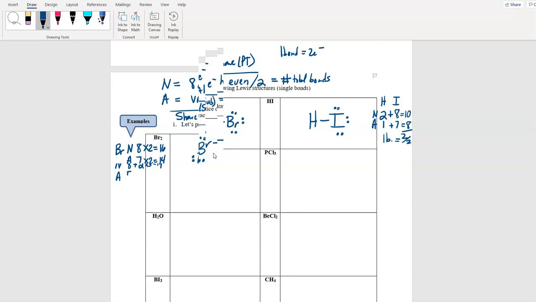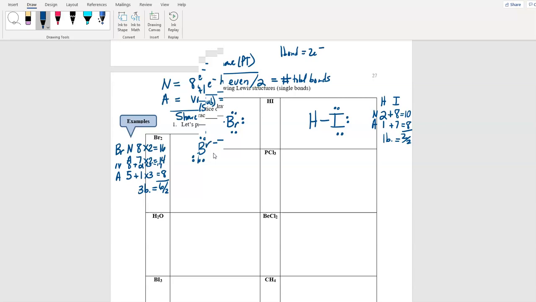Nitrogen has 5 valence electrons. Hydrogen has 1. But I still have to multiply by 3 because I got 3 hydrogens and each one has a valence electron. So 5 plus the 3 is 8. I'm going to subtract, and I'm going to divide by 2, and now I have 3 bonds. See, I told you it's not always 1. So I have 3 bonds, so 6 divided by 2, 3 bonds.